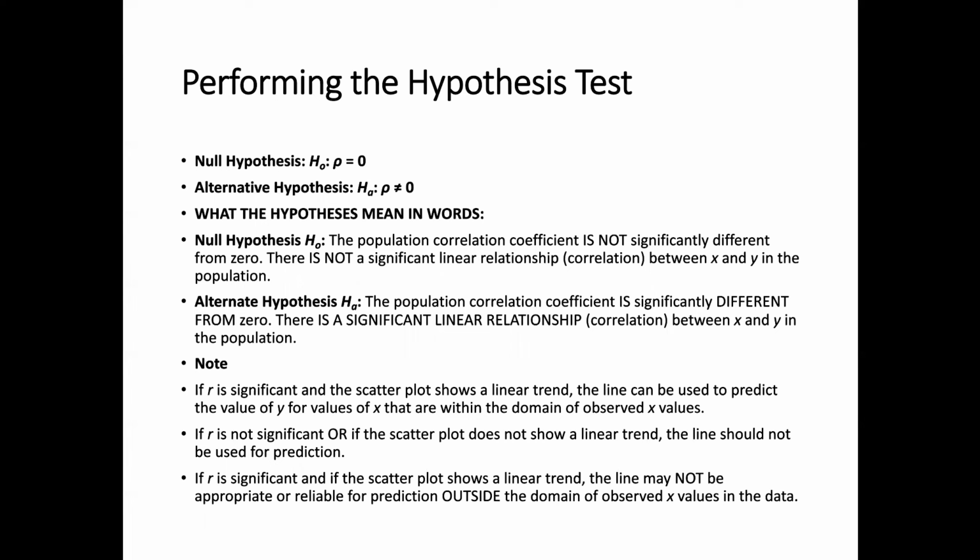And the alternative hypothesis will typically be that rho isn't equal to 0. So what does this mean? The null hypothesis says the population correlation coefficient is not significantly different from 0. There is not a significant linear relationship between x and y. The alternative says the opposite, that the correlation coefficient is significantly different from 0. So there is a significant linear relationship.